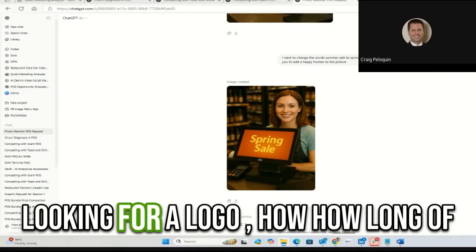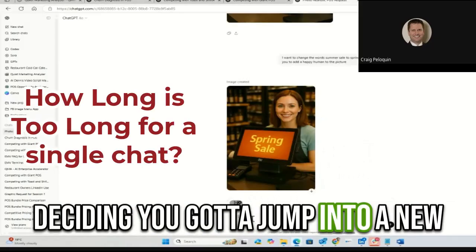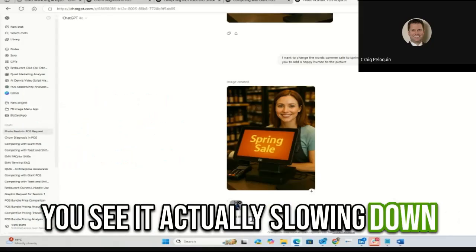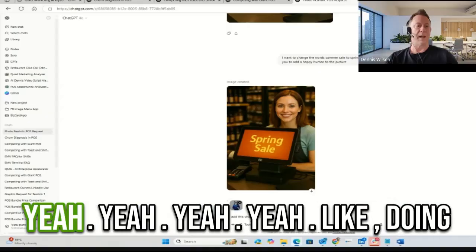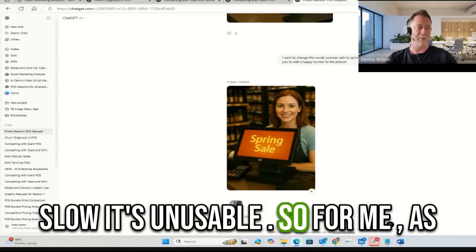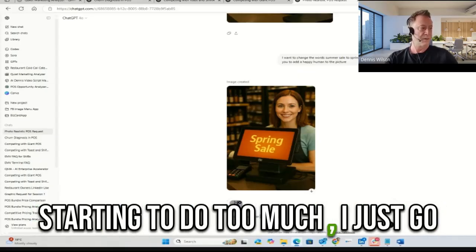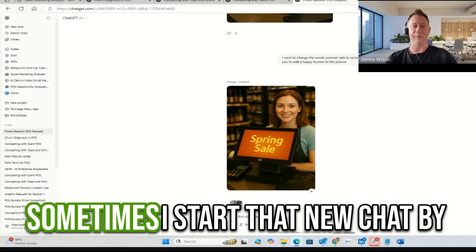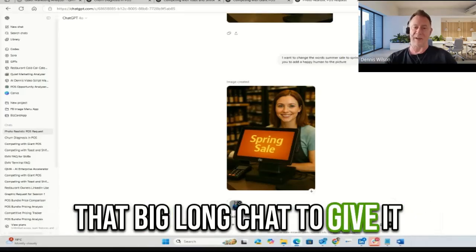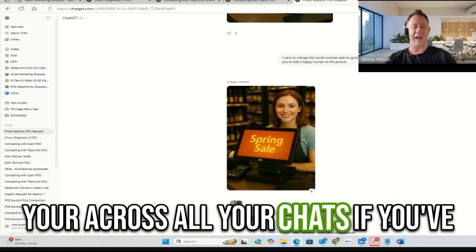Let me see. While you're looking for a logo, how long of a prompt before you start deciding you've got to jump into a new chat before it gets bogged down? You see it actually slowing down when you're using it? Yeah, like doing the same chat forever and ever. Eventually it gets so slow it's unusable. So for me, as soon as I start to notice that it's starting to think too long and do too much, I just go and start a new chat. And sometimes I start that new chat by going back to the base prompt, or I pull a few of the things out from that big long chat to give it context. But now with chat, it's actually getting context across all your chats if you've told it to.